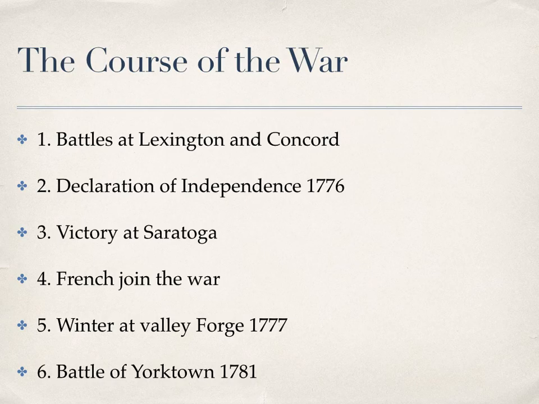The next big thing after that, there are a lot of battles going on between 1778 and 1781, but the big, decisive one is the Battle of Yorktown in 1781, where General Cornwallis of the British army surrenders.